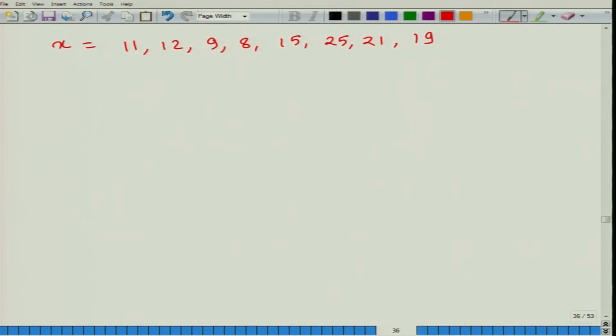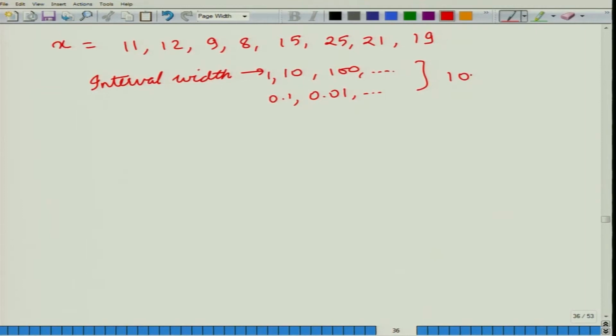So, how do we make a stem and leaf plot out of this given data? Well, first of all, we need to define an interval width. Most commonly, we take an interval width that is a multiple of 10 or a fraction of 10. So, maybe we could take 10, 100 or so on, or we could even take 0.1, 0.01 or so on. For this particular distribution, an interval width of 10 looks the most appealing one.